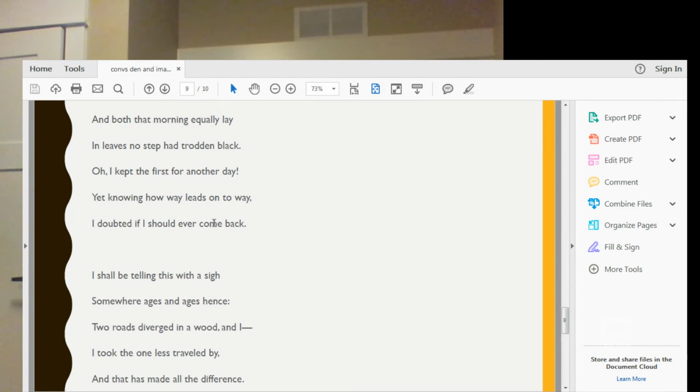When he's talking about if I doubted if I ever should come back, he's literally talking about the road. He's wondering, should I ever come back from this? I shall be telling this with a sigh, somewhere ages and ages hence. So he has definitely made his decision. Two roads diverged in a wood, and I took the one less traveled by, and that has made all the difference.